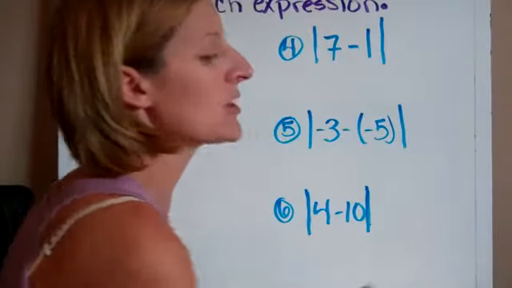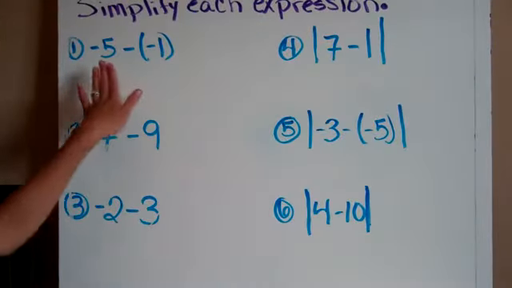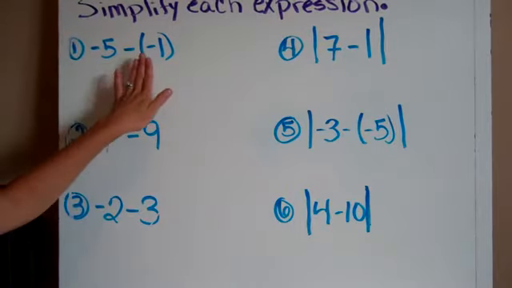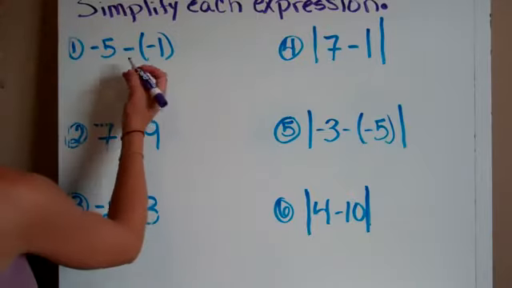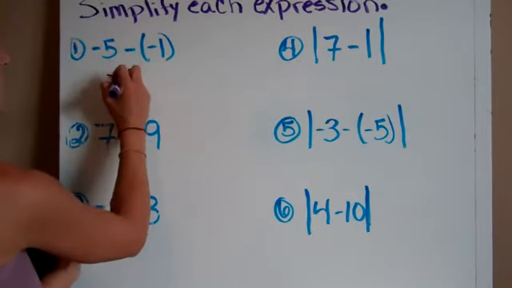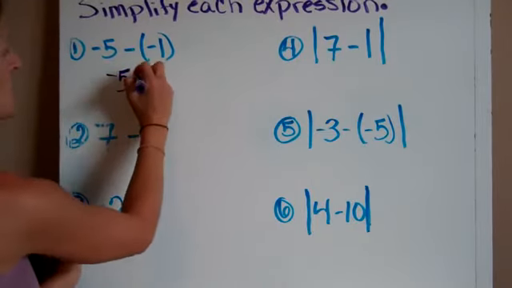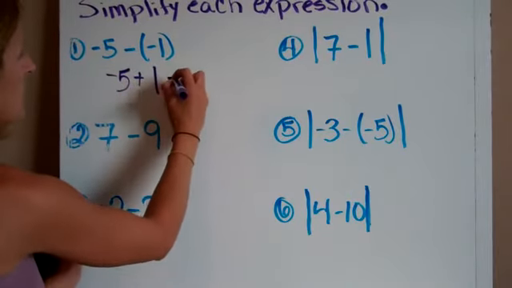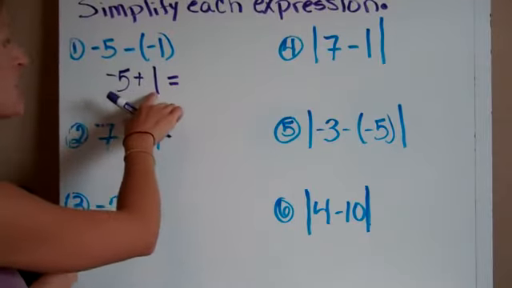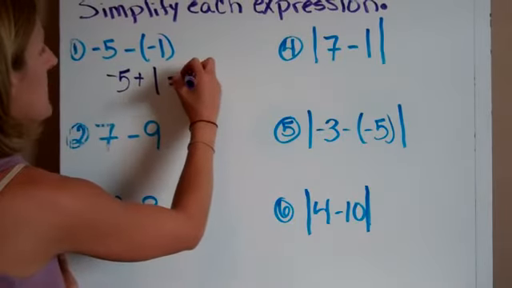Alright, so this time we're going to simplify these expressions. So I have negative 5 minus negative 1. Use my rule, keep, change, change. So it's going to be negative 5 keeps, the subtraction goes to addition, and the negative 1 becomes a positive 1. So negative 5 plus 1 is going to be negative 4.